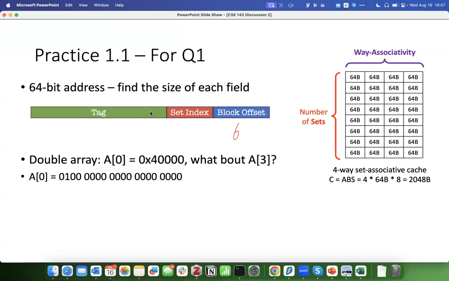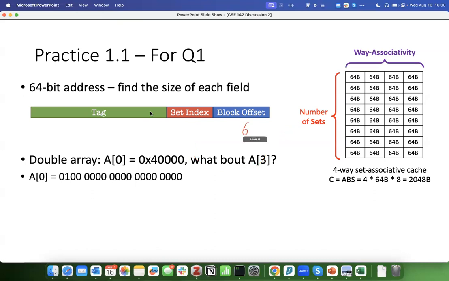What about set index? I'm trying to index into one of the sets. So we have 8 sets over here, and we need to index into one of them. So we need 3 bits. That's right. Essentially, we're going to use set index to select one of the rows, right? So log 2 of number of rows, in this case, number of sets, will be the number of bits for set index. And finally, all the remaining bits will go to the tag.